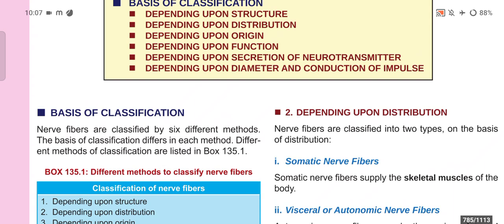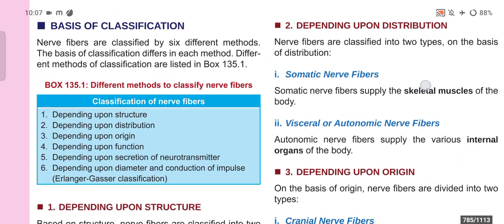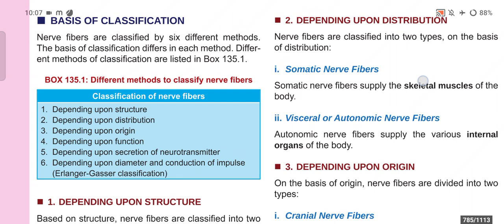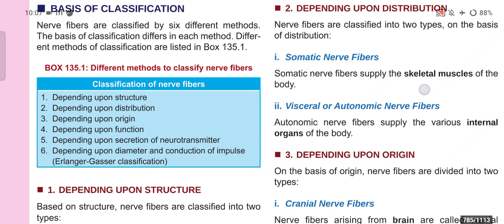Nerve fibers are classified by 6 different methods. The basis of classification differs in each method, and the different methods of classification are listed in this box. So, what are these? First, depending upon the structure, depending upon the distribution, depending upon the origin, depending upon function, depending upon secretion of neurotransmitter, and depending upon diameter and conduction of impulse, which is also known as Erlanger Gasser classification.